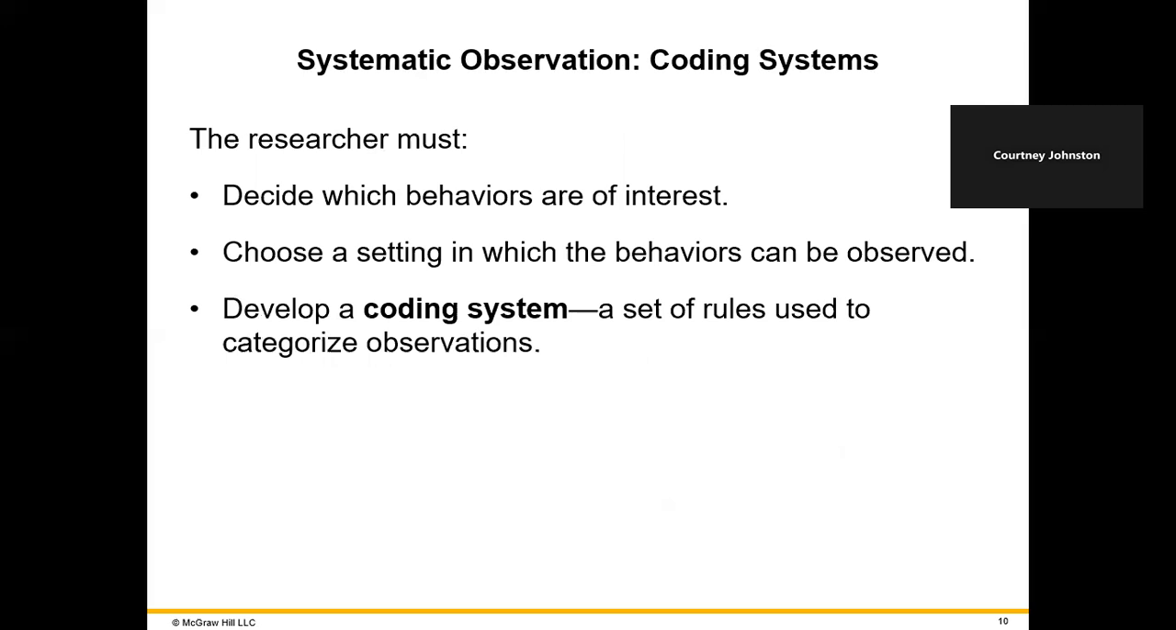So when it comes to coding systems, we have to decide, okay, which behaviors are of interest, and then we choose a setting in which these can be observed. Then you develop a coding system or rules used to categorize observations. And that may be, again, with eye contact, we code that as a number 1 in and of itself. You're not going to say eye contact. You would code that as possibly a numeric value.